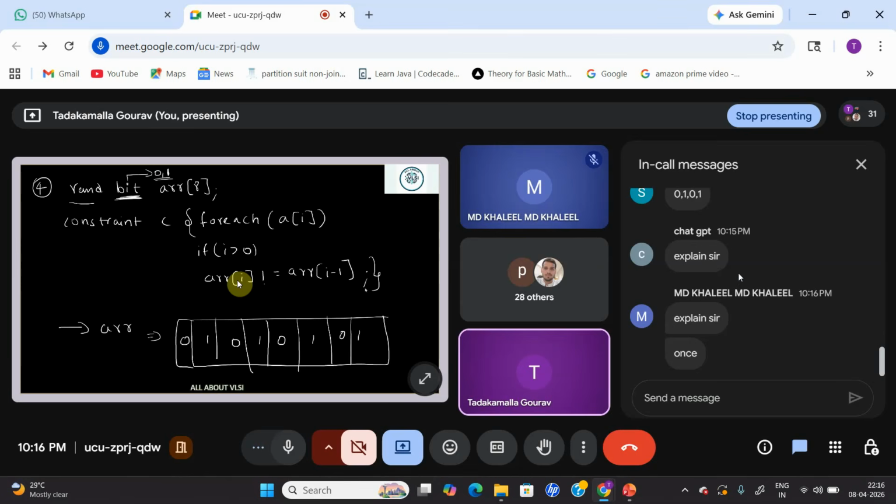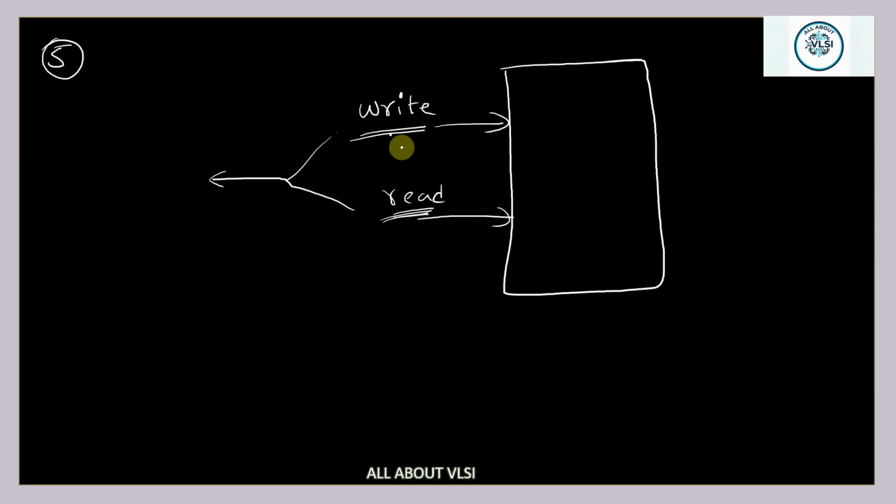So this particular memory is going to have this write signal and read signal, and this write and read signal should be applied for 16 number of times. Let me check the question.